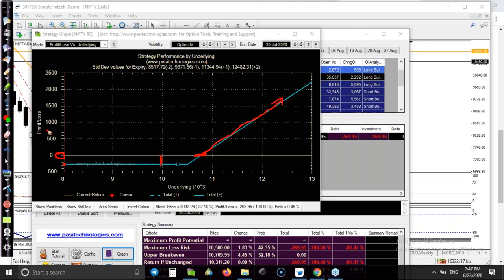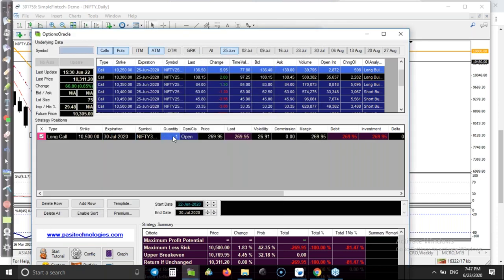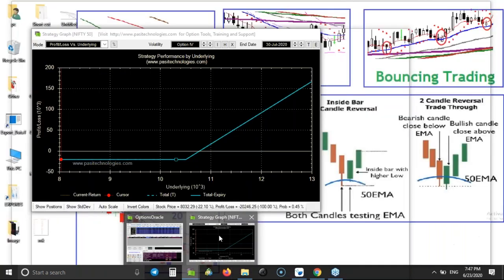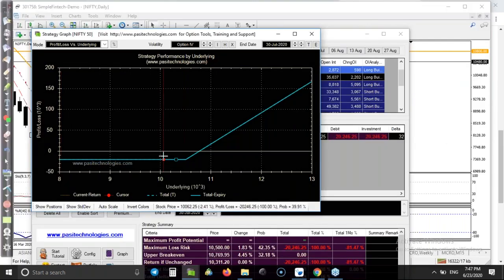Let me change the total amount here. Let me change it right now, just a minute. I want to buy 75 lot size. Remember, 75 lot size. Now what exactly are they showing here? If price doesn't go to this level, my maximum loss will be 20,000.